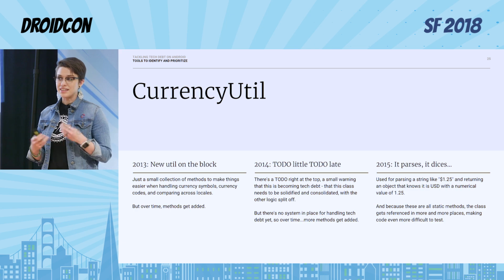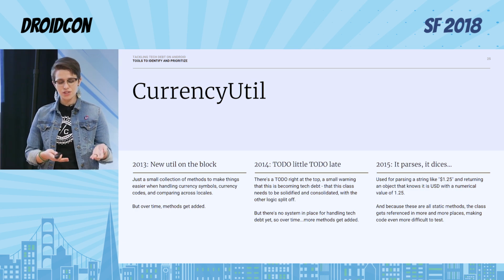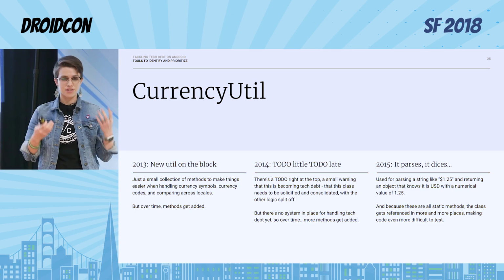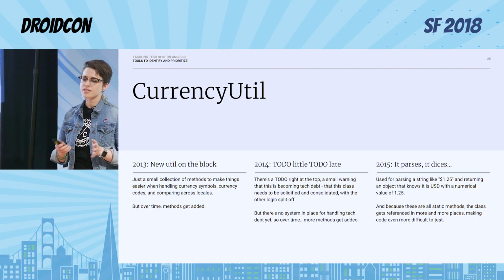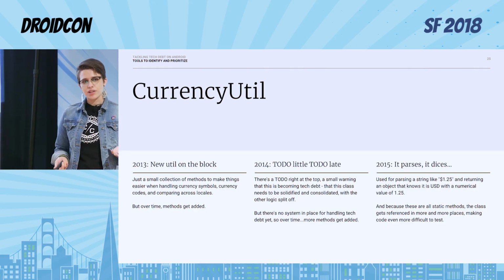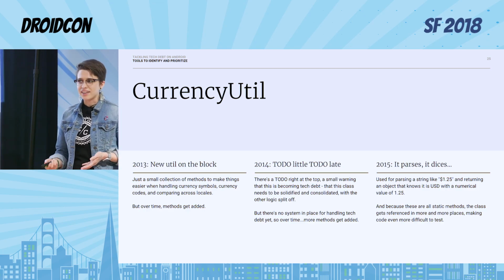So ideally, you'd go in and say, hey, we have this to-do. Let's make a ticket. Let's prioritize it. Let's fix this really quick. Let's nip it in the bud. Let's just stop it before it gets worse. But if you don't have a system in place for handling your tech debt, over time, more methods are just going to keep getting added.